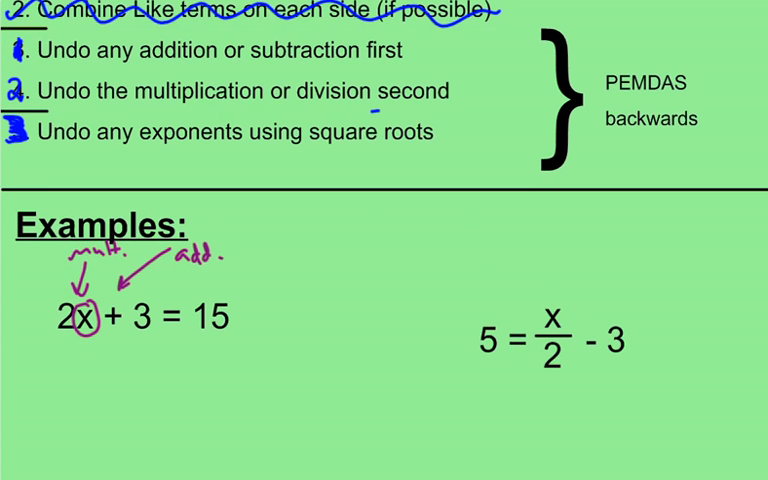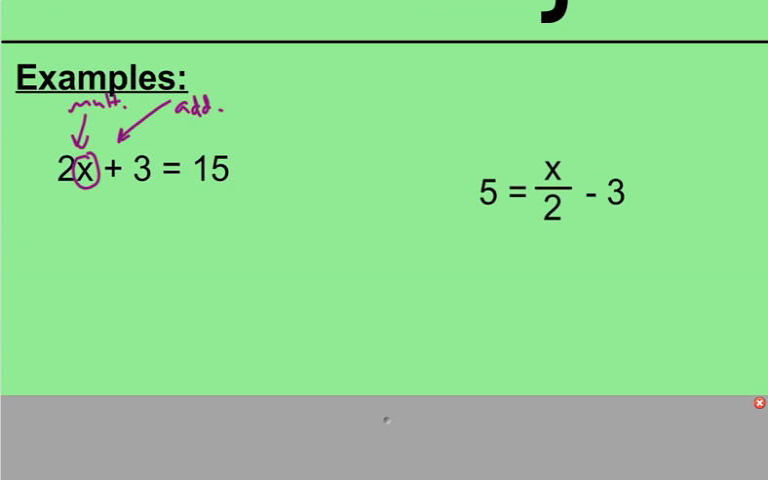According to our steps, we do addition or subtraction first. So we're going to undo this addition by subtracting, or adding the opposite. So minus 3 from both sides. We'd end up with this being nothing, so it's just 2x, or 2x plus 0, equals 12. 15 minus 3 is 12. All right, done with that step.